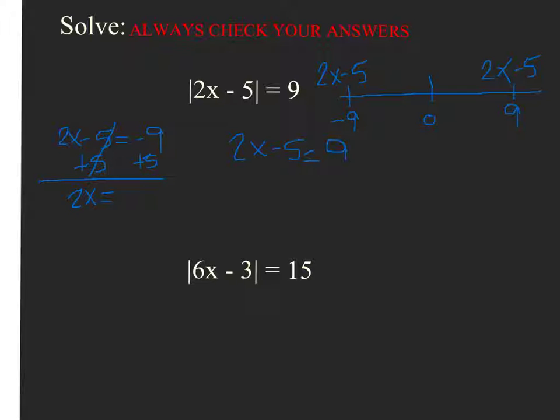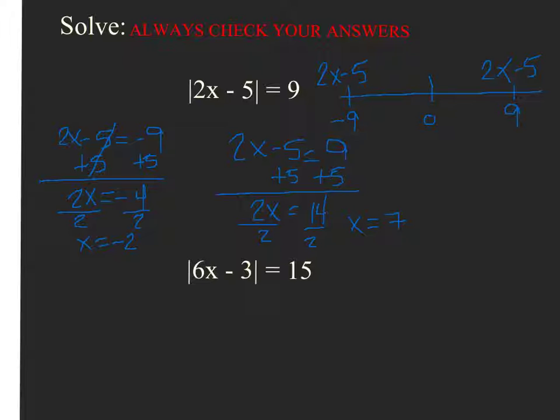So 2x equals, let's see if I can do some math here, -4. Divide by 2, x equals -2. Then I go over here and add 5 to both sides. 2x equals 14. Divide by 2, x equals 7.